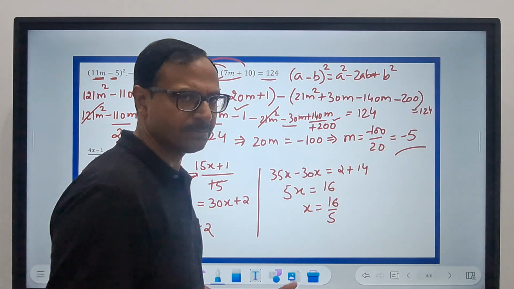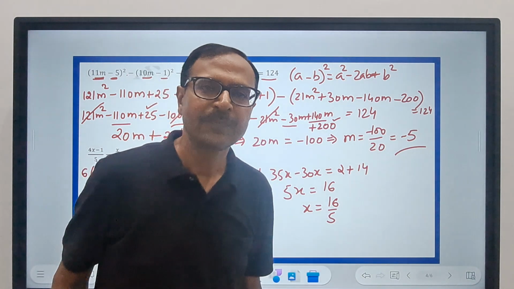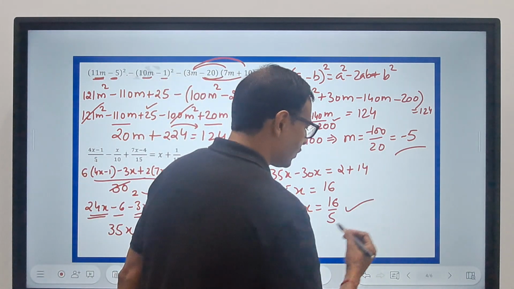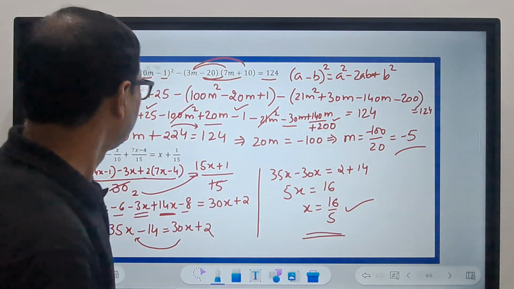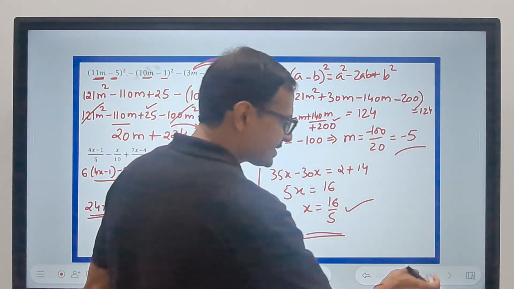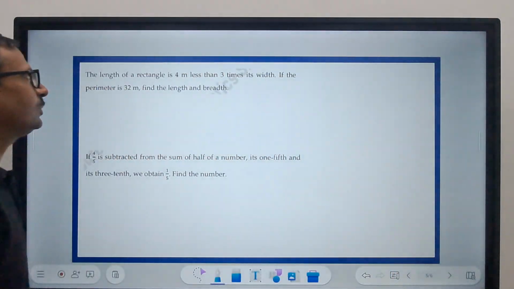to a mixed number and it still works. So x equal to 16 upon 5 happens to be your correct answer here. So 2 more equations solved. Let's see 2 more questions for this video.